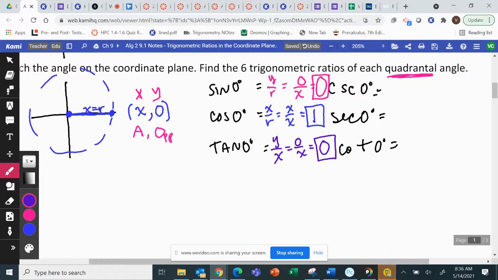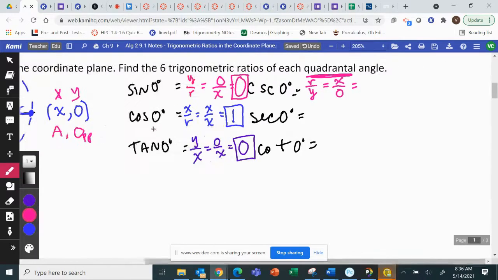So if I go and I find my cosecant theta, I can, if I need to, write that as r over y. But since I already have numbers here, I'll just write it as x over 0. And what do you get when you divide by 0? When you have a number over 0, what happens? You can't do it. It's undefined. So I'm going to write down undefined.